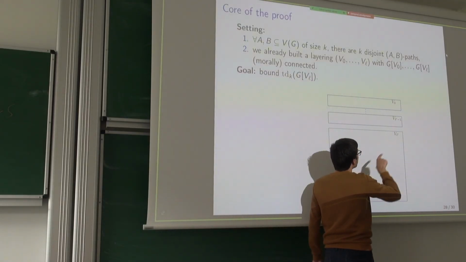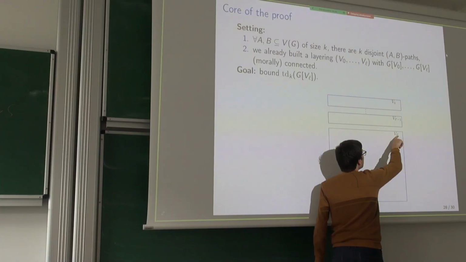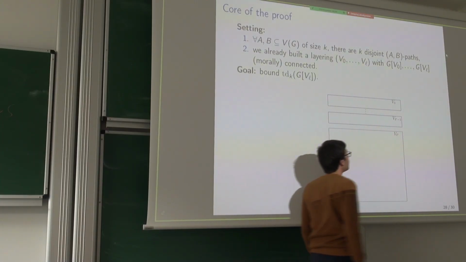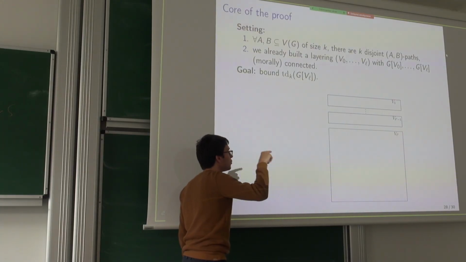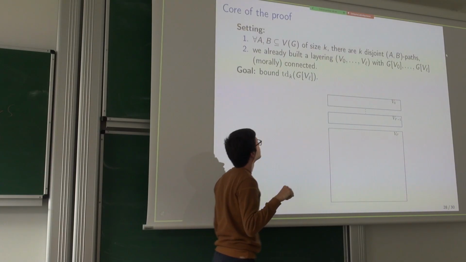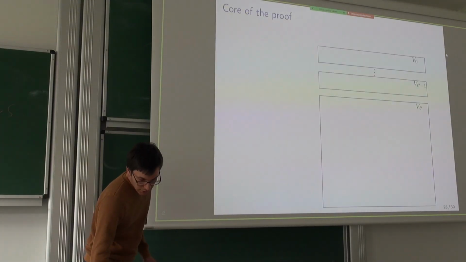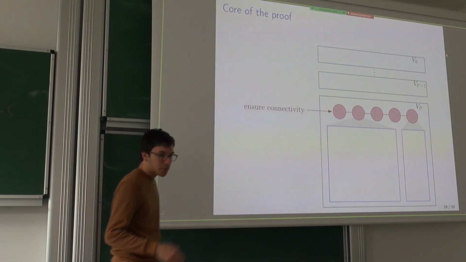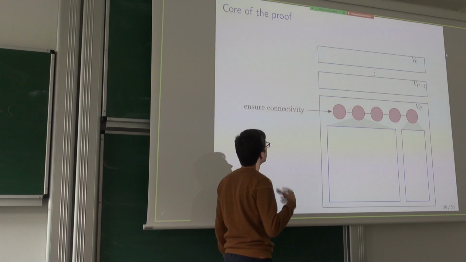Now we want to do an induction on L prime, but going downward. So when you go from L prime to L prime plus 1, you can call induction. So how do we do that? The first thing is to ensure that we will build a new connected layer.